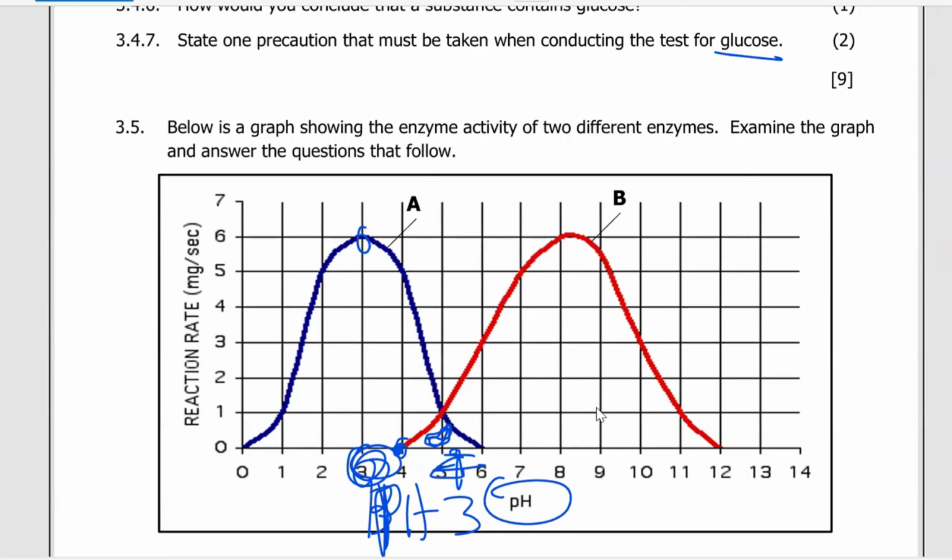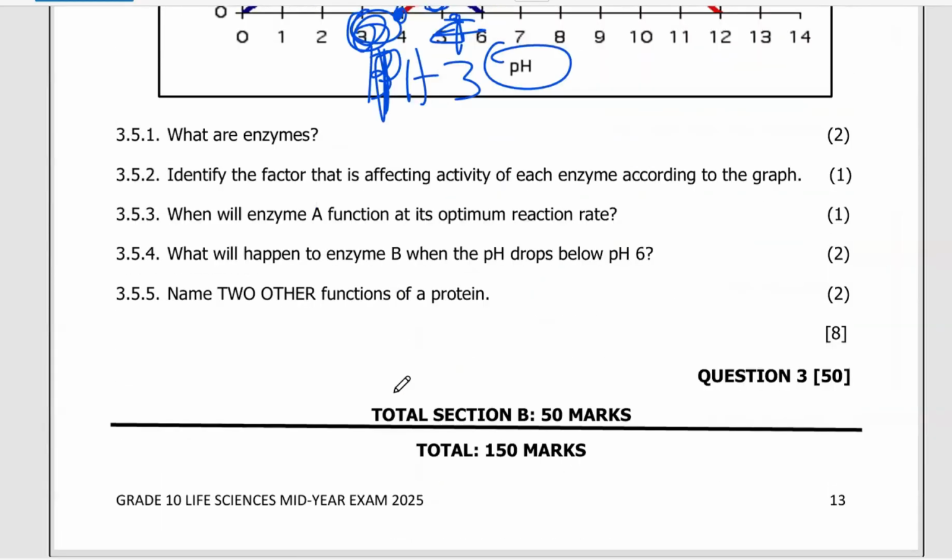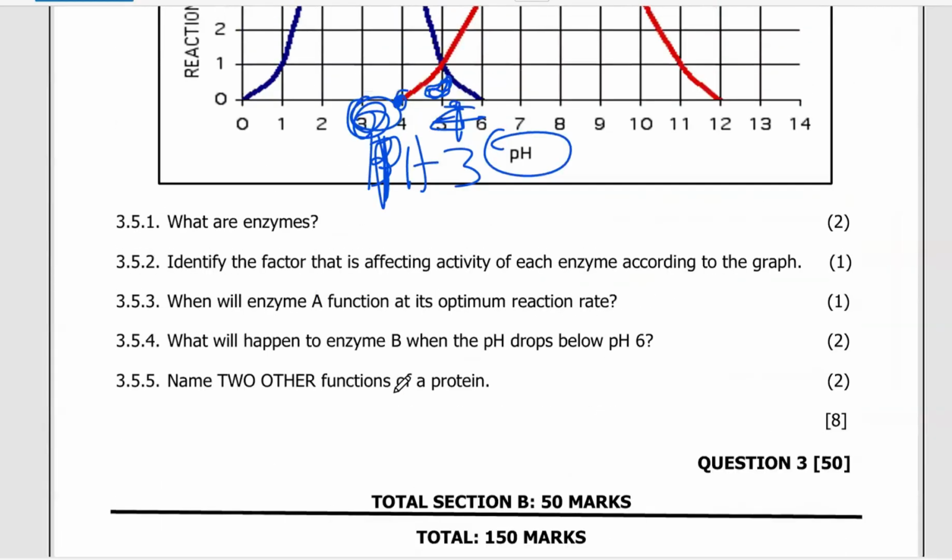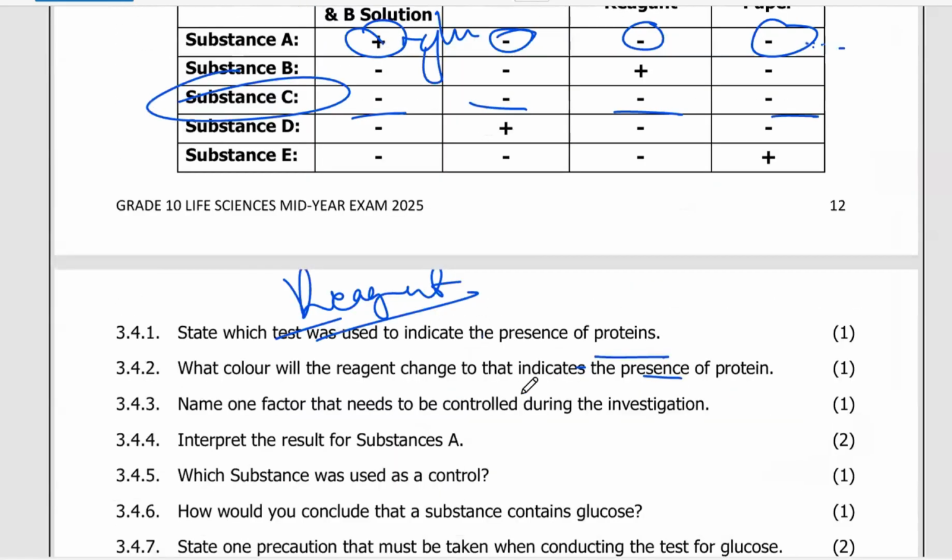Then they're saying, name two other functions of enzymes. There are a lot: building blocks, the building materials of the cell, acting as hormones, acting as enzymes in metabolic reactions. You can talk about them being responsible for growth, helping in repair and making new cells. There is a lot.